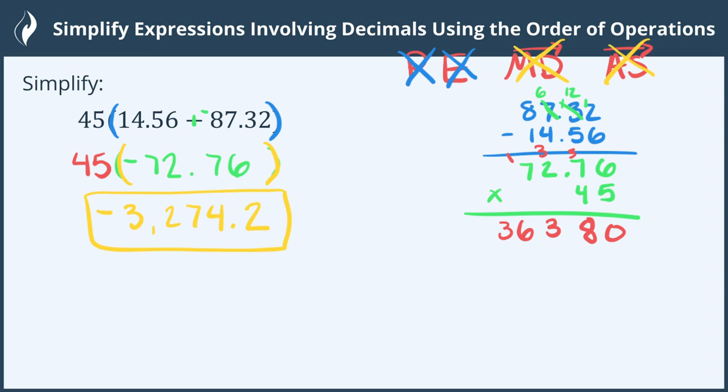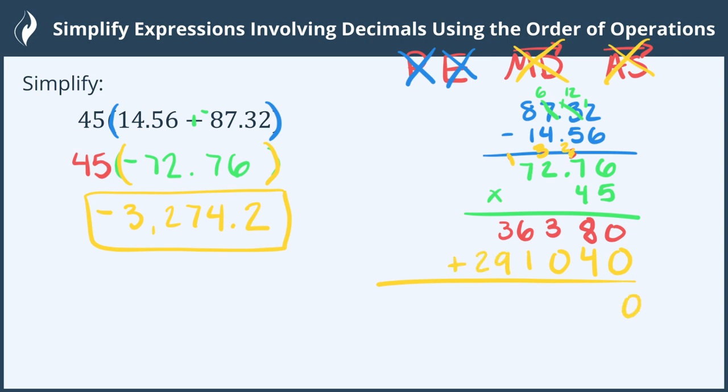Since it is on the second place value, we'll give a placeholder with a 0. 4 times 6 is 24, and we ignore the 3. 4 times 7 is 28, plus 2 is 30. Same 3. 4 times 2 is 8, plus 3 is 11. And 4 times 7 is 28, plus 1 is 29.